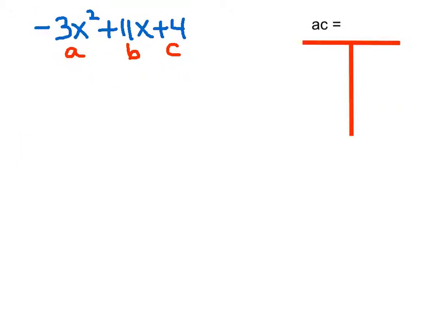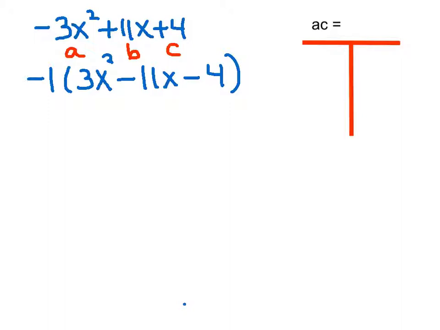All right, before we start, do you see that -3? You know you can't start with a negative, so we're going to pull that -1 out. Okay, then remember it changes all the signs. So you're going to have a 3x squared, a minus 11x, and we'll have that -4.